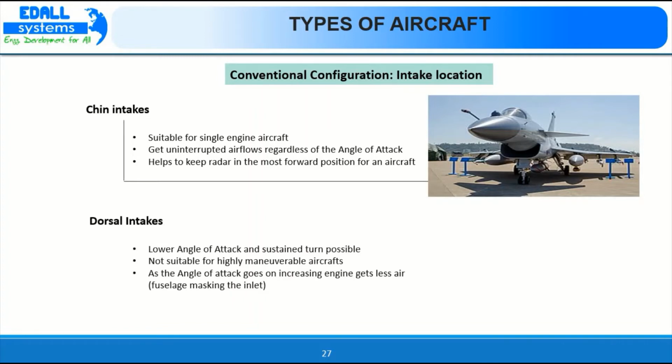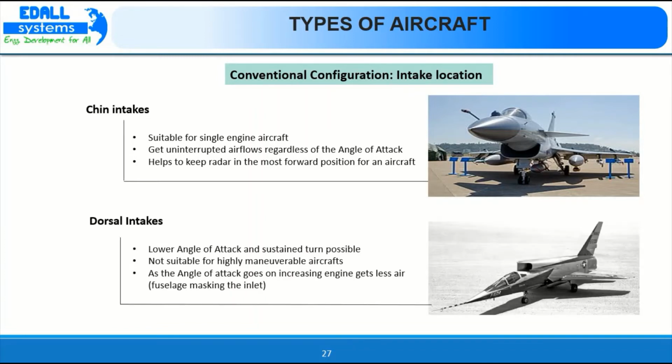Next is dorsal intakes. With dorsal intakes, lower angle of attack and sustained turn is possible, but it is not suitable for highly maneuverable aircraft because as the angle of attack keeps increasing, the engine gets less air. This is true because the dorsal intake is placed on top of the fuselage, but after the cone which is created by the cockpit.